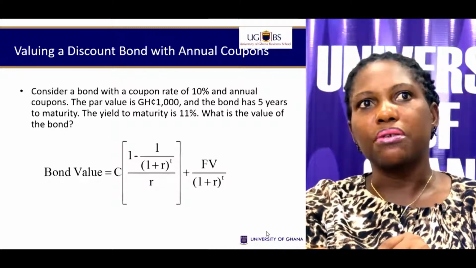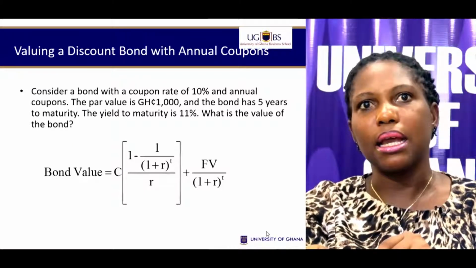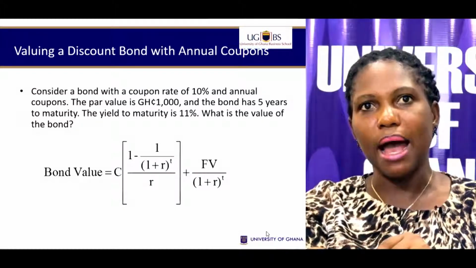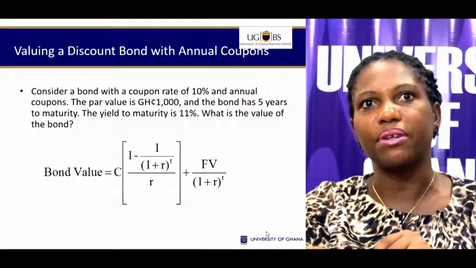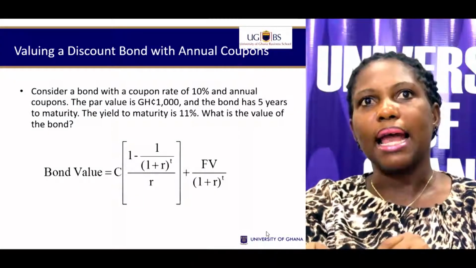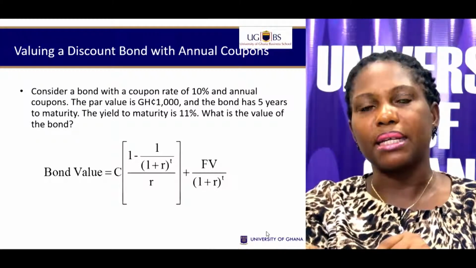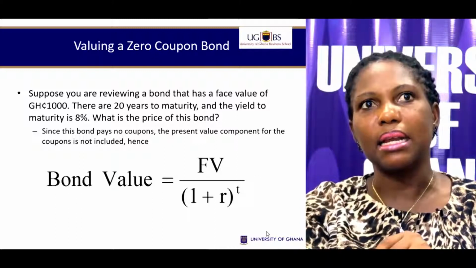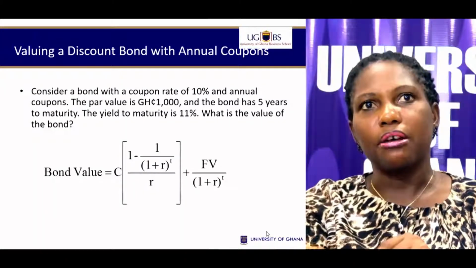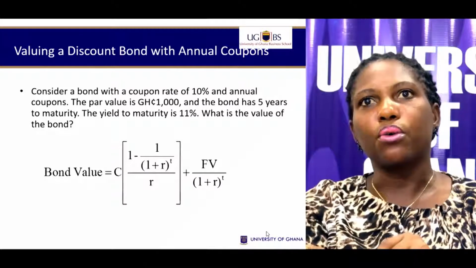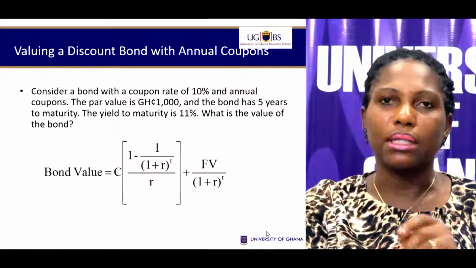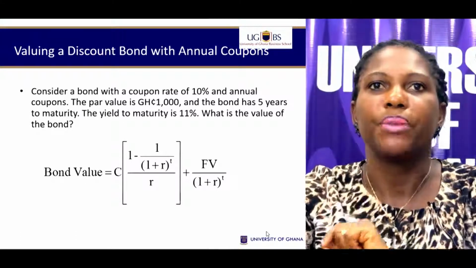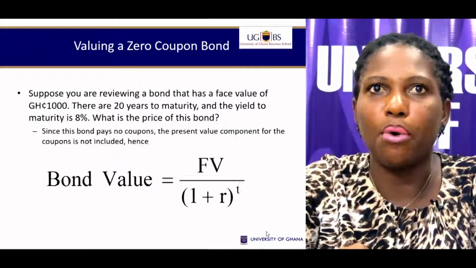Now our T, which reflects our time to maturity, is going to be 5. The R in this case is the required rate of return, which is the yield to maturity, which is 11%. And then our par value, which will be reflected here as face value, is 1,000. So once we feed that in, we have the present value of the bond, which is also known as the price or the market price of the bond, alternatively referred to as the intrinsic value of a bond.